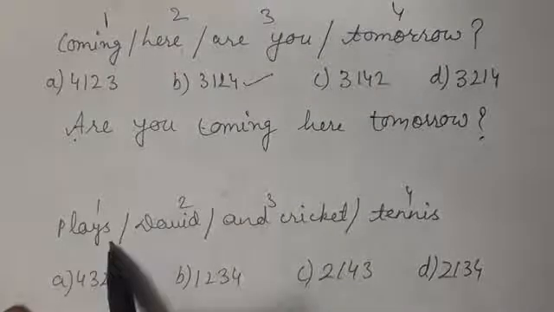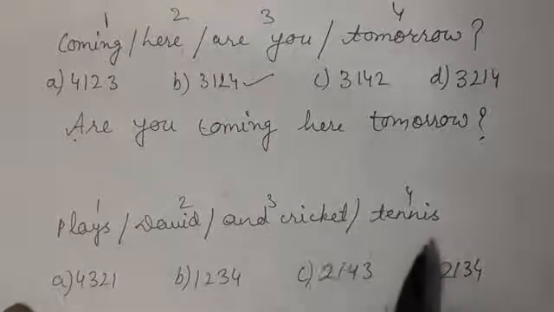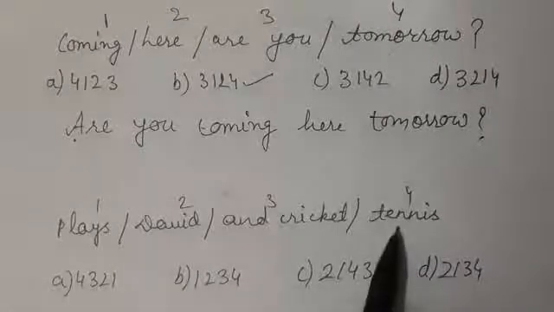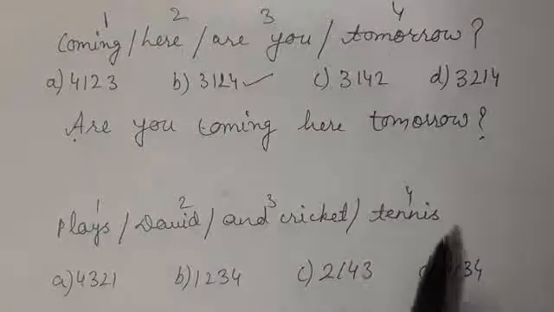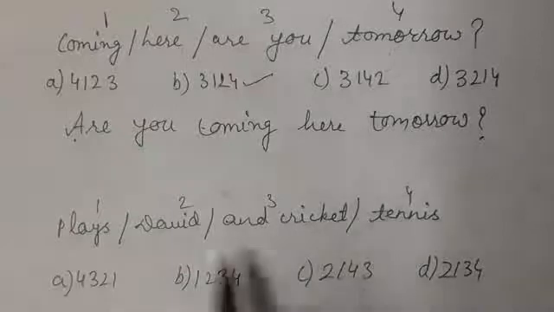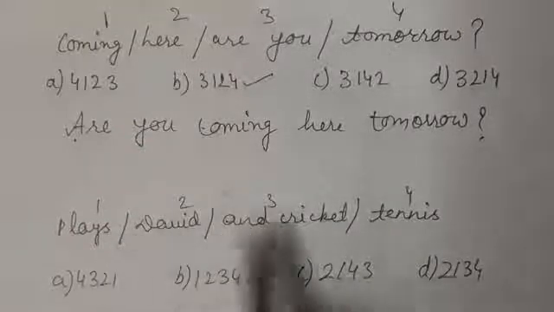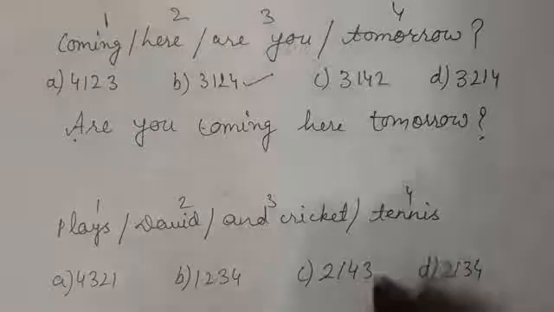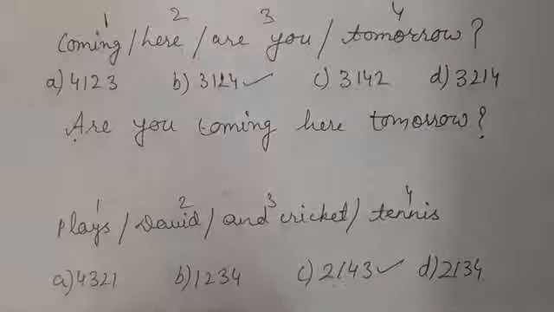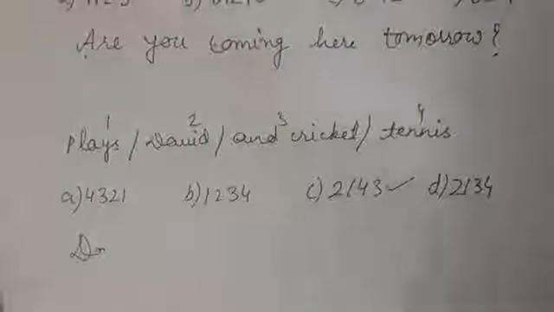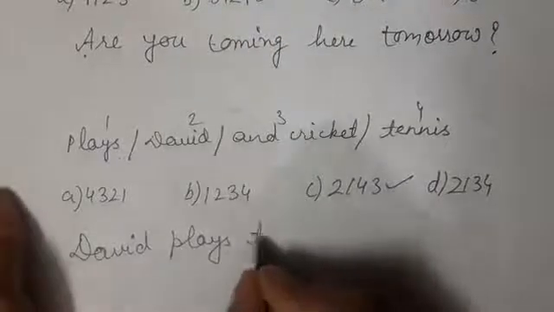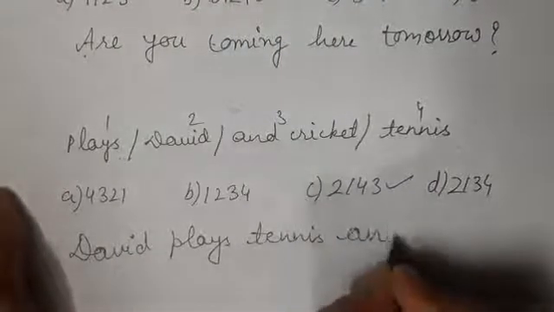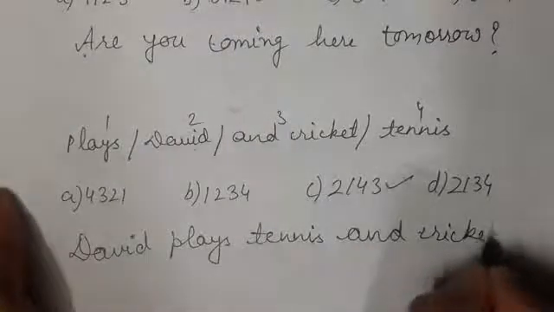Let's discuss another one: plays, David, and, cricket, tennis. 4, 3, 2, 1: tennis and cricket. No, it can't be a sentence. 1, 2, 3, 4 can't be a sentence either. Then the third one, 2, 1, 4, 3: David plays tennis and cricket. It is correct. So we will put a tick over here and write the answer: David plays tennis and cricket, and a full stop will come.